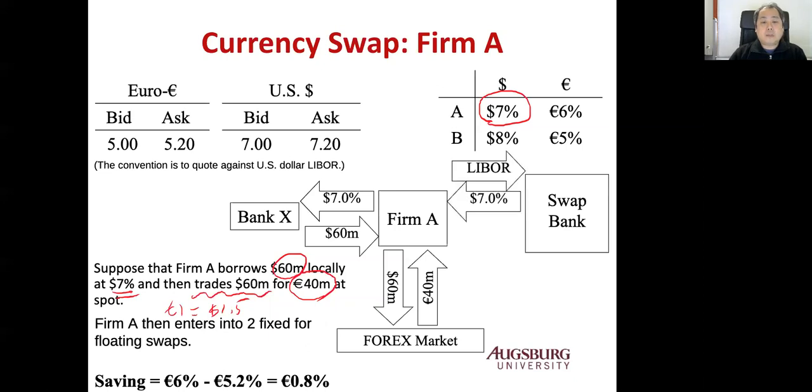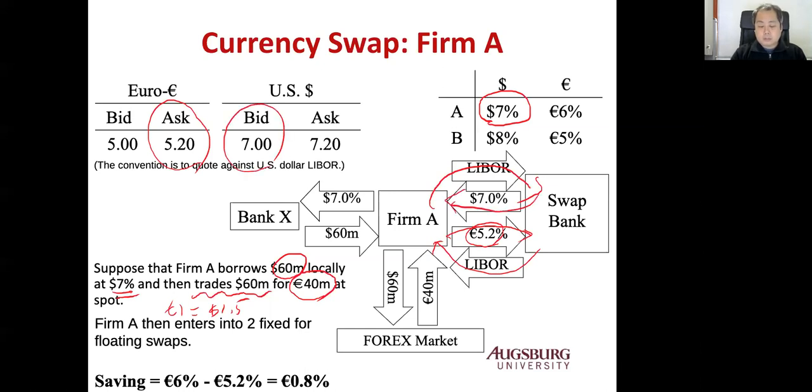Now they can swap with the swap bank. So they pay 5.2% euro ask price, right? And they receive the LIBOR. And then they also pay LIBOR and receive the US bid price. So basically, their 7% is covered by the swap bank, right? And LIBOR cancels out because it's just a receive and pay. And the remaining part is actually 5.2%.